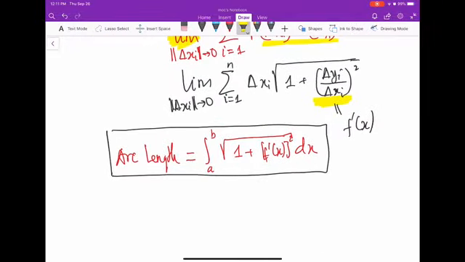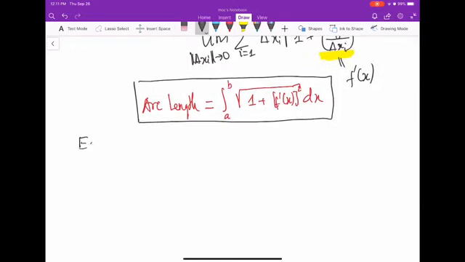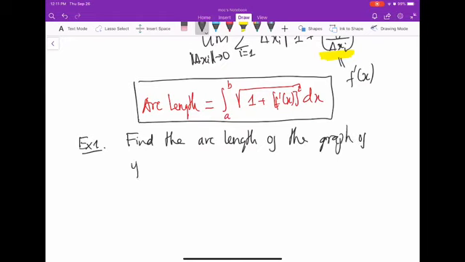Okay, and now let's consider one example, how to apply this formula. Example 1. Let's find the arc length of the graph of the function y equals ln of cosine of x on the interval 0 to pi over 4.